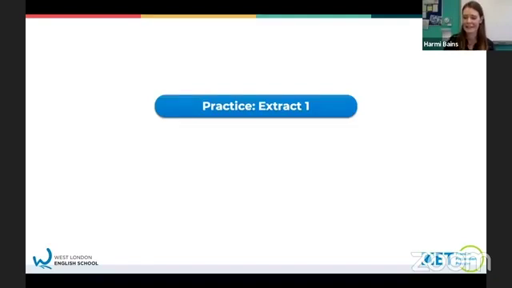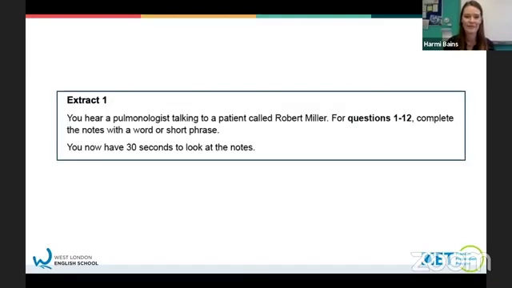Okay, right, let's do some practice. Extract one. We're going to be listening to a pulmonologist talking to a patient called Robert Miller. For questions 1 to 12, complete the notes with a word or short phrase. You now have 30 seconds to look at the notes.